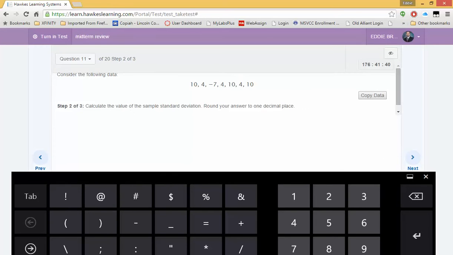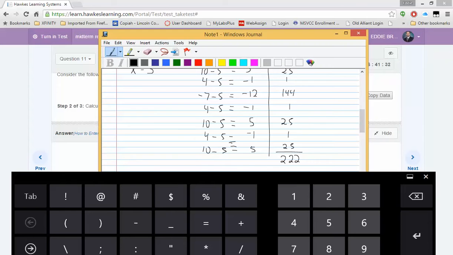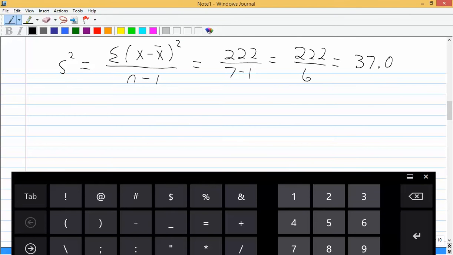See what step 2 is. Standard deviation. Alright, there's not a lot of calculations for this because I've already found the sample variance. The sample variance is S squared. The variable that we use for sample standard deviation is S. Well, how would you get S if you had S squared? You take the square root of it, right?